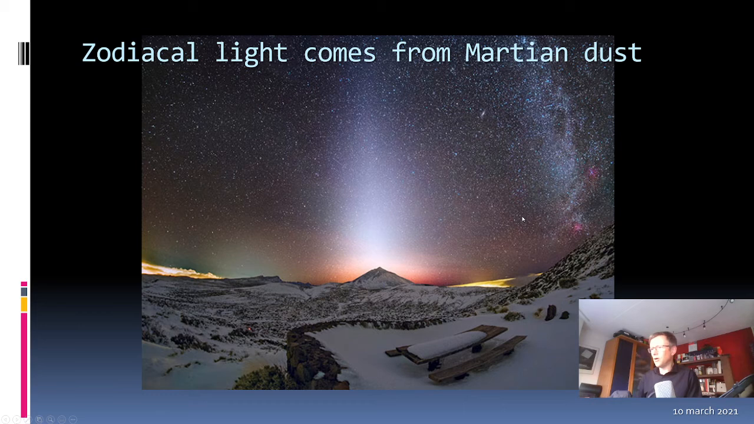Then a whole different kind of Mars news. Zodiacal light. Zodiacal light is the faint glow you can see shortly before sunrise in very dark locations on Earth. So that definitely rules the Netherlands, where I live, out. We are very light polluted. But if you go in a desert somewhere before sunrise, you might see this white glow.